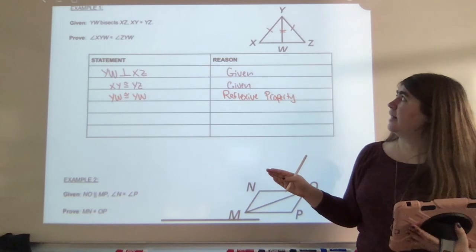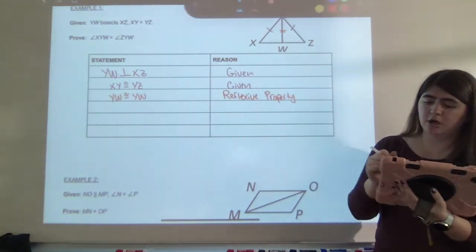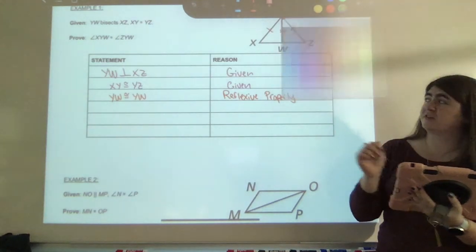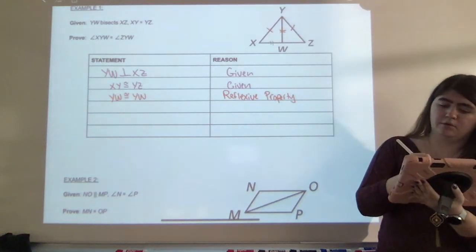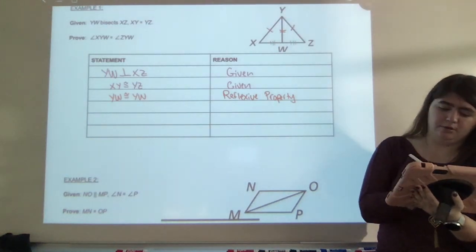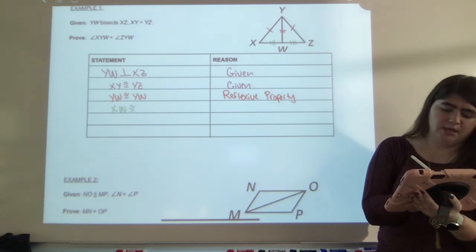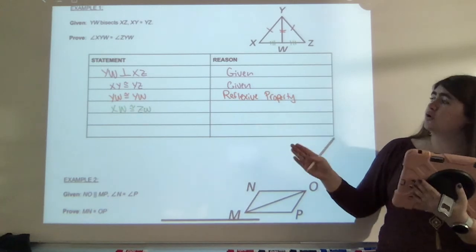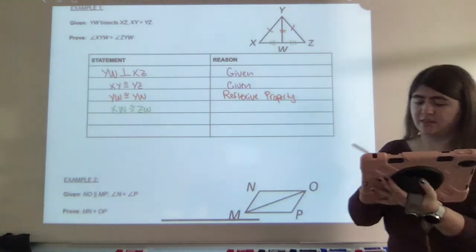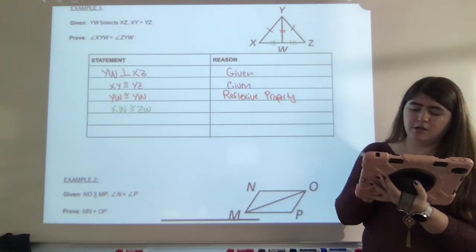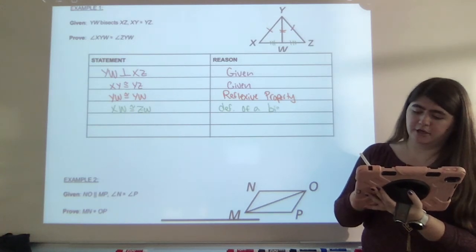And then I have, from these being bisected, I know that I have two more sides that I can say are congruent. So I have XW is congruent to ZW. Let's go ahead and write that out. XW is congruent to ZW. And I know that by the definition of a bisector, and I know they're bisected because that's one of my given statements. So I have definition of a bisector.